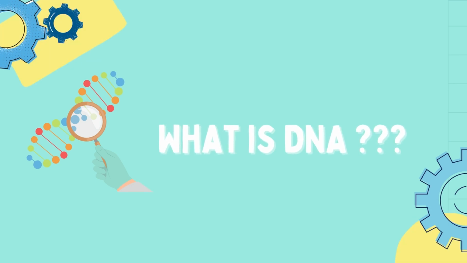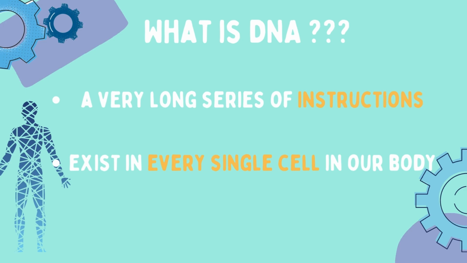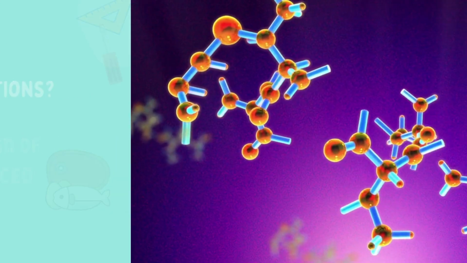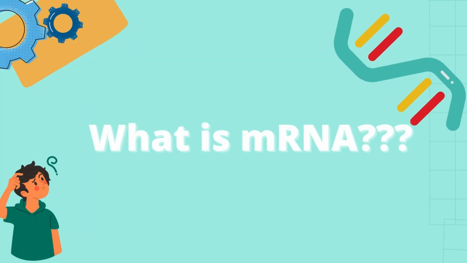I know most of you have heard about DNA in your daily life, but have no idea what DNA is and why it is so important. Actually, DNA is a very long series of instructions that exist in every single cell in our body. Our bodies consist of many DNA fragments. What is the function of these instructions? These instructions are very critical to tell our bodies what kind of proteins will be produced. The functions of protein will be mentioned later.